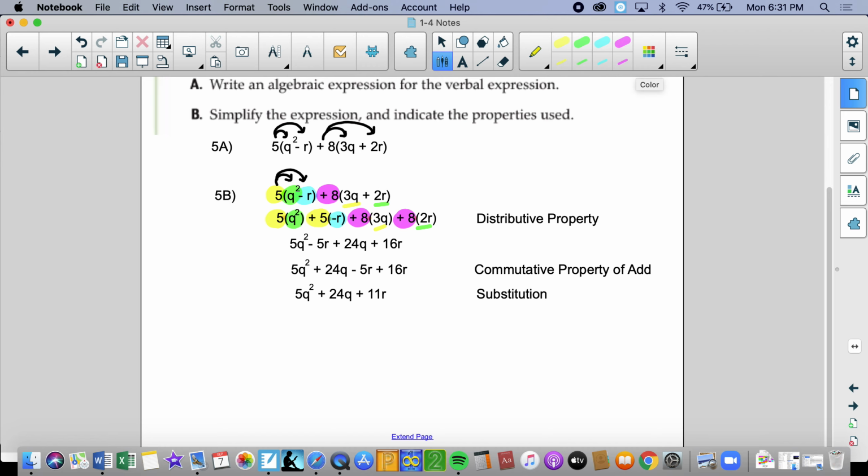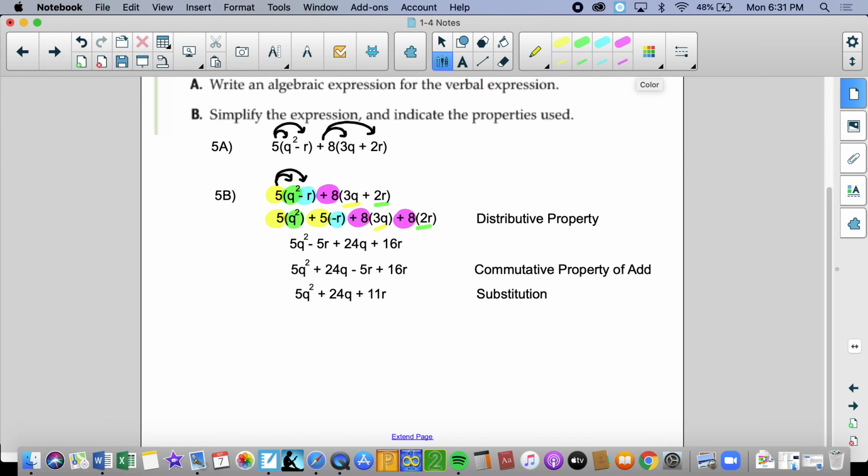5 times q squared gives me 5q squared. 5 times negative r gives me negative 5r. Positive 8 times 3q gives me 24q. 8 times 3 is 24. 8 times 2r gives me 16r. 8 times 2 is 16.